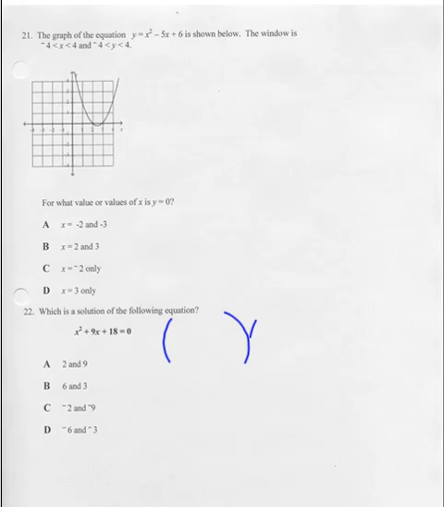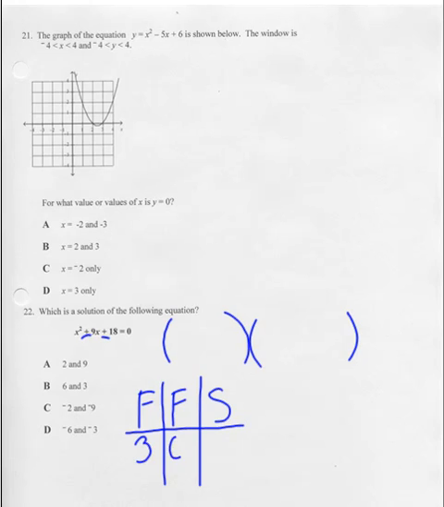One way we can do this is to use the factor sum table, thanks to Mr. Zalka. Two numbers multiplied together give us 18. If we add them, we get 9. If you notice, both the terms are positive, so both of our factors are positive as well as our sum. Two numbers multiplied together give us 18 are 3 and 6. If we add them together, we get 9. So our factored form is x plus 3 and x plus 6.